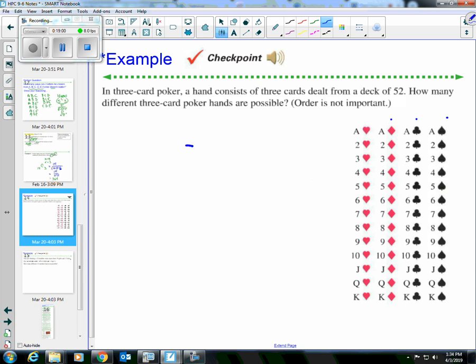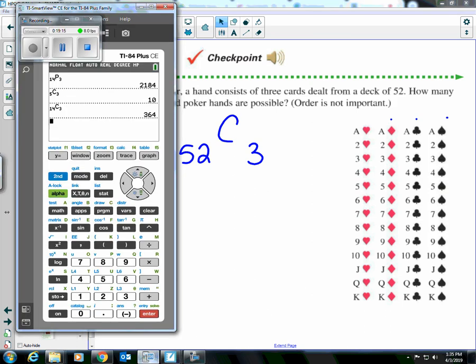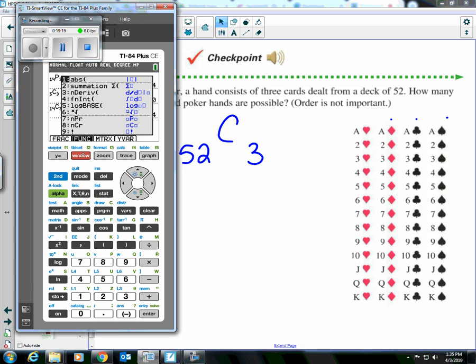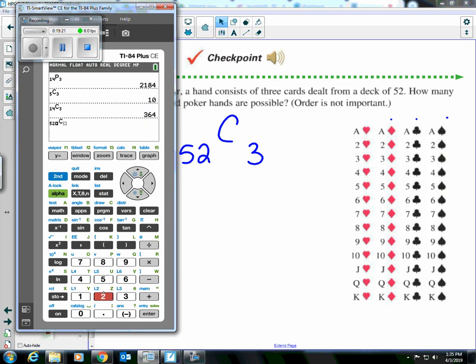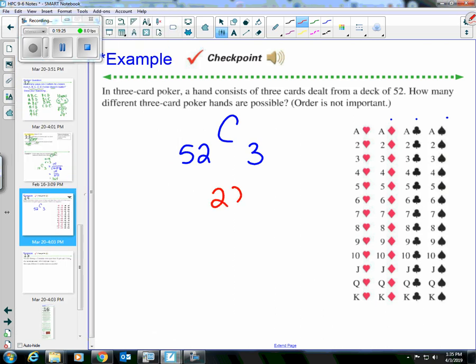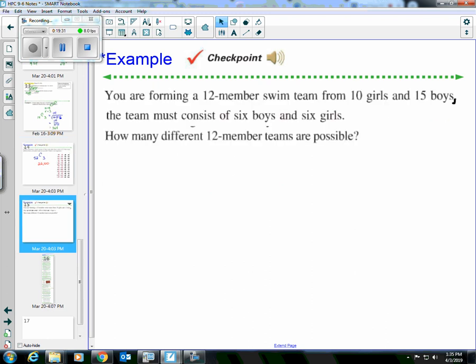Well, you're choosing from a group of 52 cards, and you're going to choose 3 of them. However you draw them, do you still have the same cards in your hand? Well, sure you do. It doesn't have to be in any particular order, so that would be a combination. So 52 choose 3. Again, you can go back to your math menu here. So we're choosing from 52 cards, and we're choosing 3. 22,100. Now, if this were permutations, that would be huge, right? We'd have lots of choices.